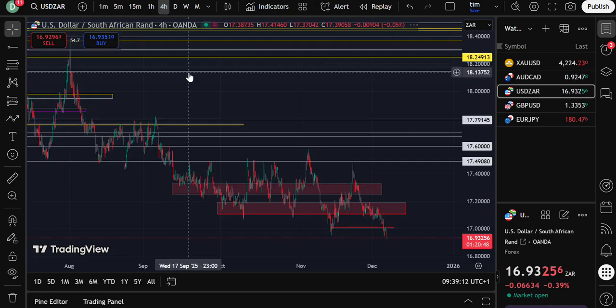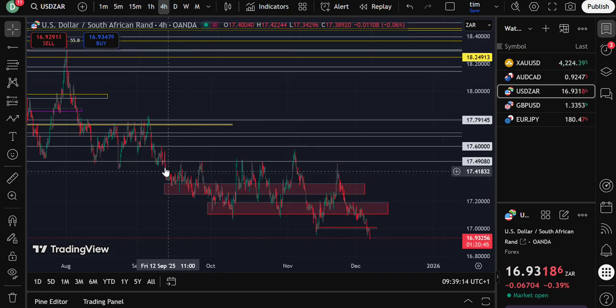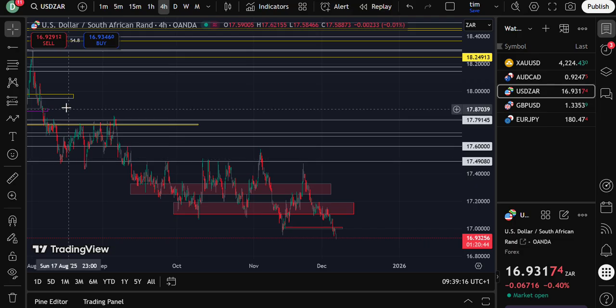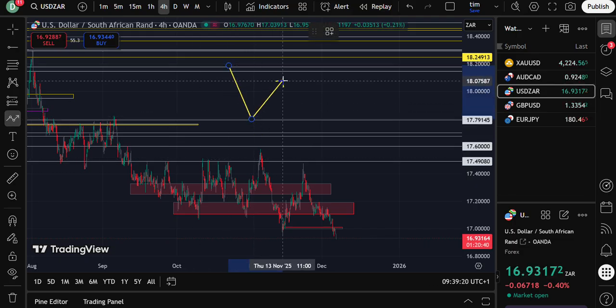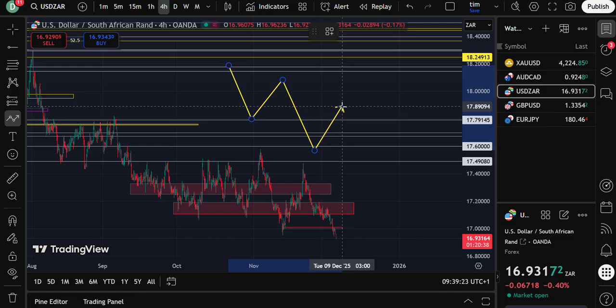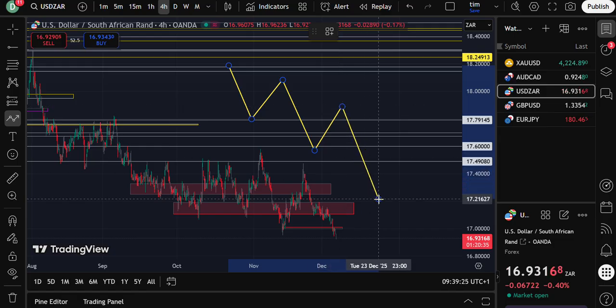So USD ZAR, looking at USD ZAR, it's been on a downtrend. I will explain that briefly. The downtrend is basically, you notice the chart is just going down. It has a tendency to just be going down no matter what. And we can be able to see this here.